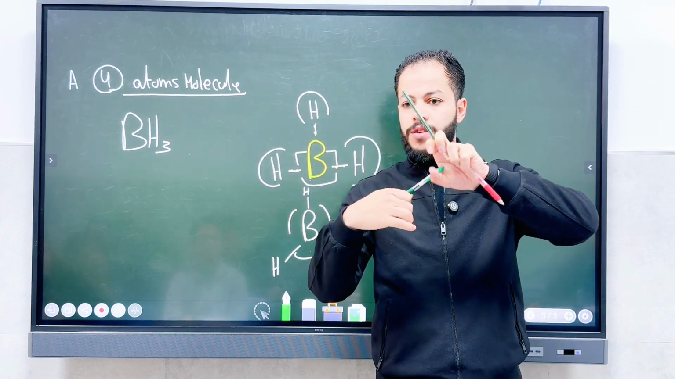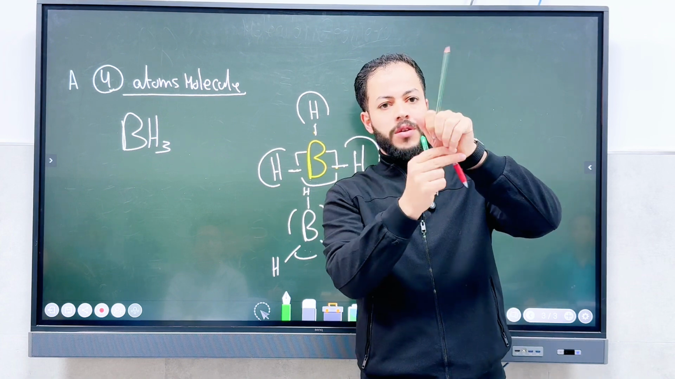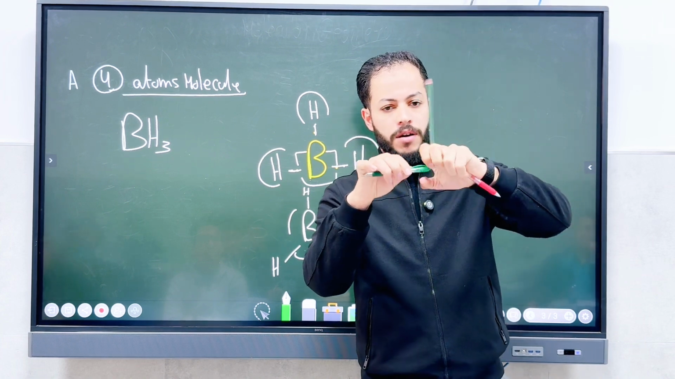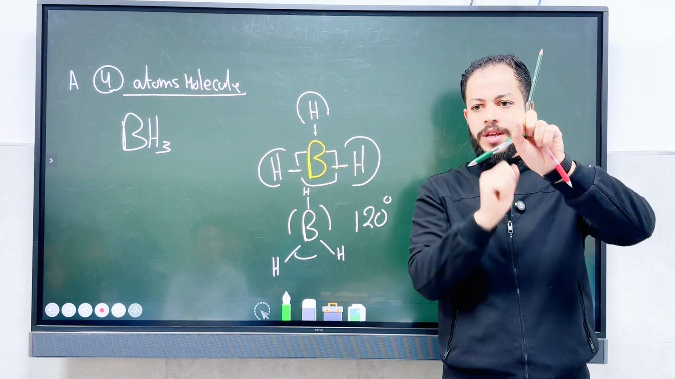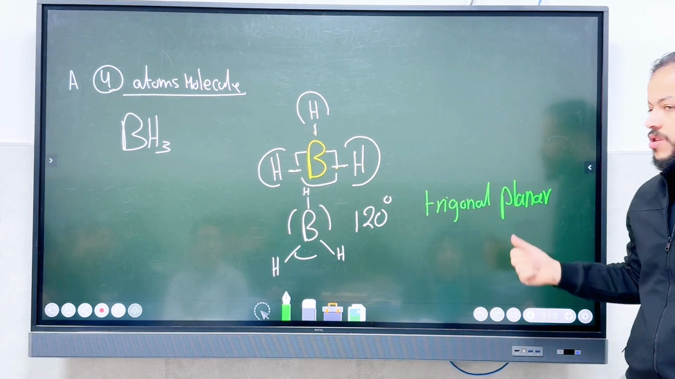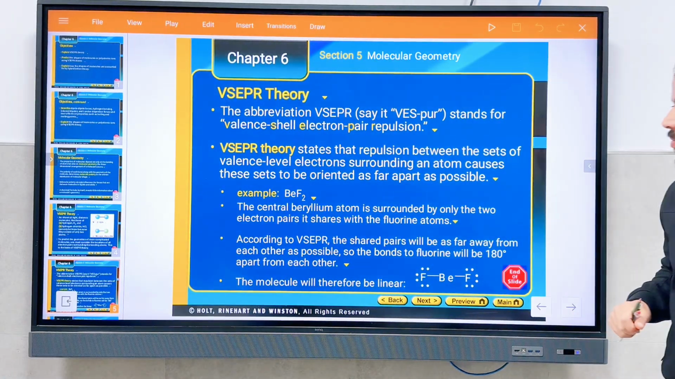The hand represents the central atom. My hand represents the central atom, the boron. And here is what it looks like. Okay, Ali? There is how it looks like. Do you get it? 120 degrees. And we name this shape trigonal planar. Okay? What we have here.